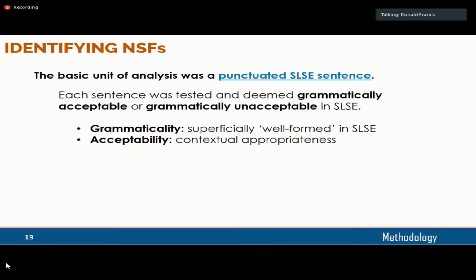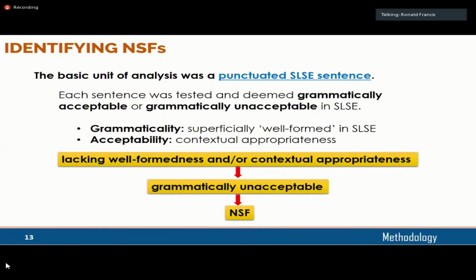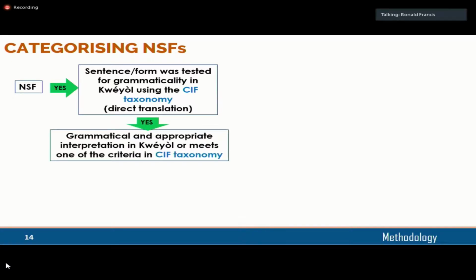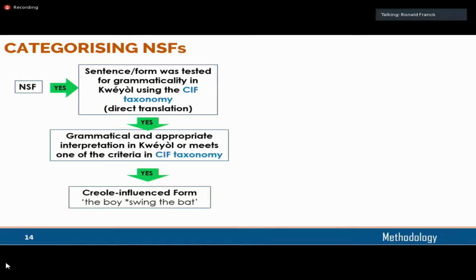The basic unit of my analysis overall is a fully punctuated sentence, because punctuation is part of what I am testing. And I basically deem a sentence grammatically acceptable if it is superficially well-formed, that is grammatical, but acceptable if it is also contextually appropriate. So that's what I refer to as grammatical acceptability. If it is lacking grammaticality or acceptability, it becomes a non-standard form. At this point in time, the sentence is tested by my Creole influence structure taxonomy and some kind of direct translation. And if it matches any of these categories, then I consider it a Creole influence form.